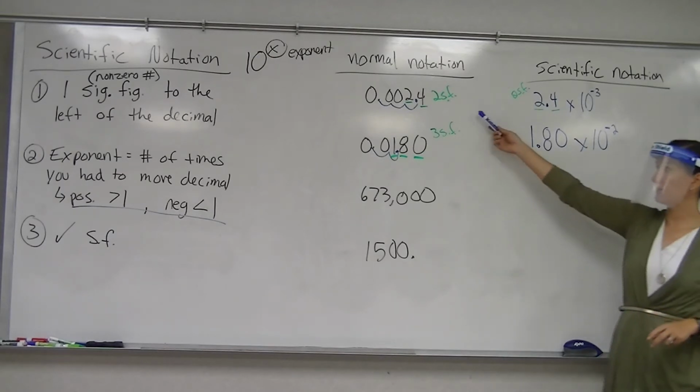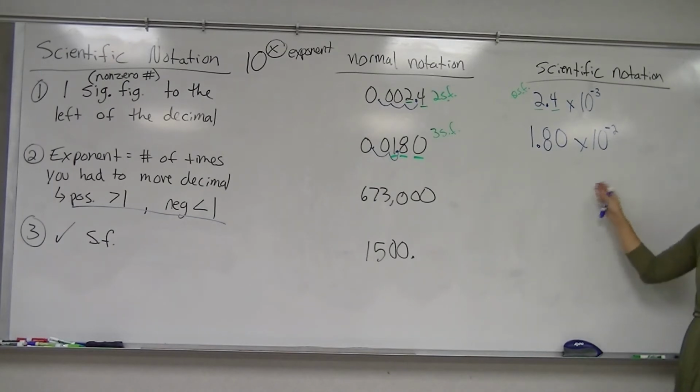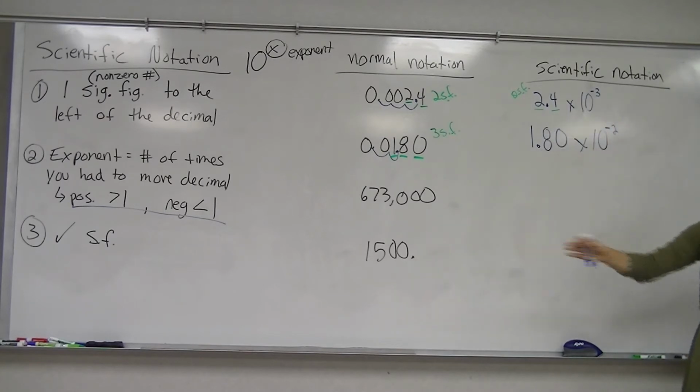So both of the numbers we've done so far have been less than 1, so we've seen only negative exponents so far. Notice this next number, much greater than 1, right? It's 600,000. So we would expect a positive exponent for this one, right? But let's go ahead and work through it methodically with those rules.